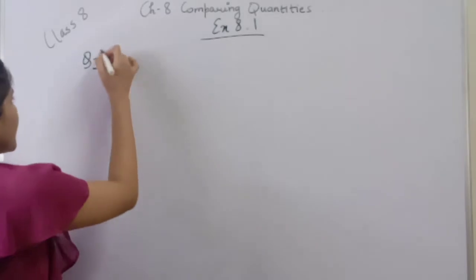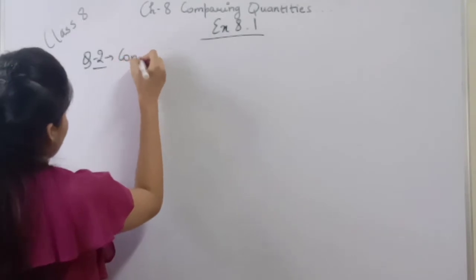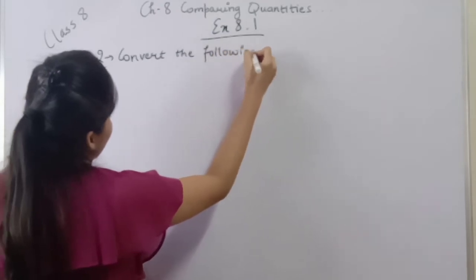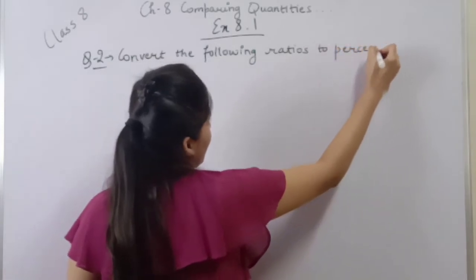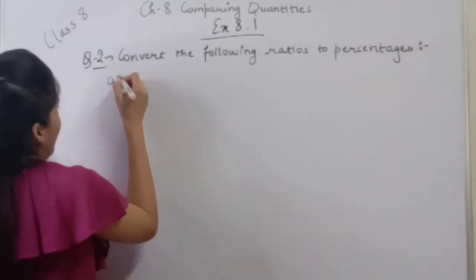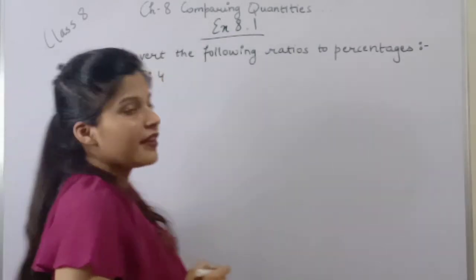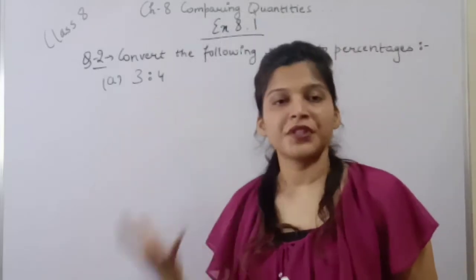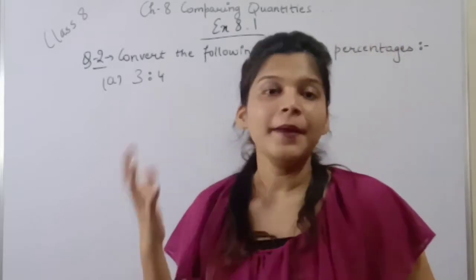Now question number 2 is convert the following ratios to percentages. And our first part is 3 is to 4. Children, we have done in our introduction video also that whenever we have to convert a ratio into percentage, what we do, we write the ratio in fraction form and multiply it by 100.